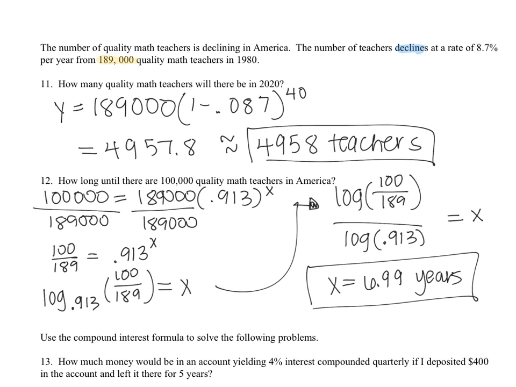Time, you're always going to be able to leave your answer as a decimal since we can have partial years. But anything like number 11, when we're talking about people, you always have to have a whole number answer.